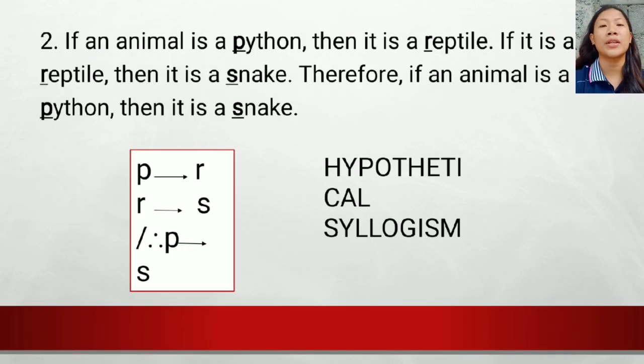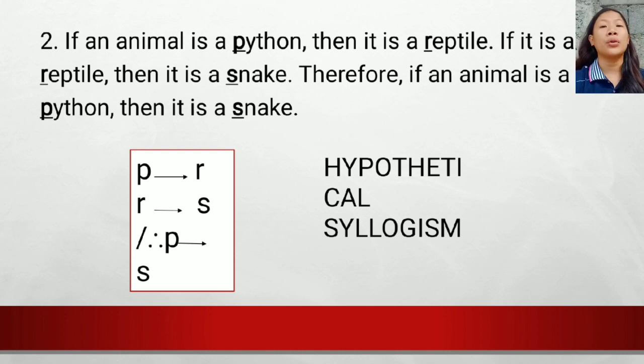So, number 2 example, if an animal is a python, then it is a reptile. If it is a reptile, then it is a snake. Therefore, if an animal is a python, then it is a snake. So, as you notice here in the statement, the underlined letters are P, R, S.